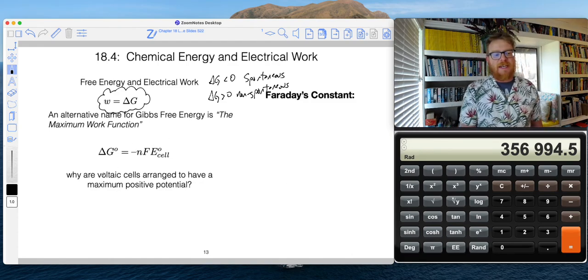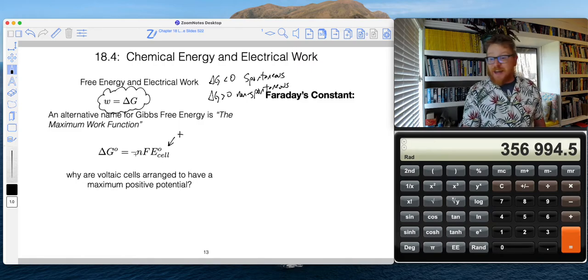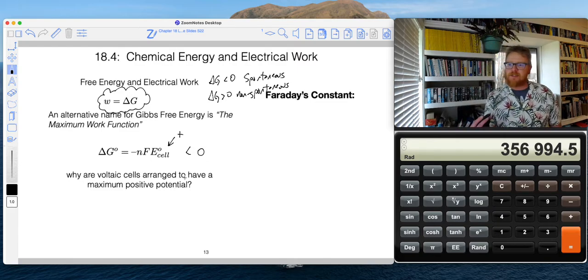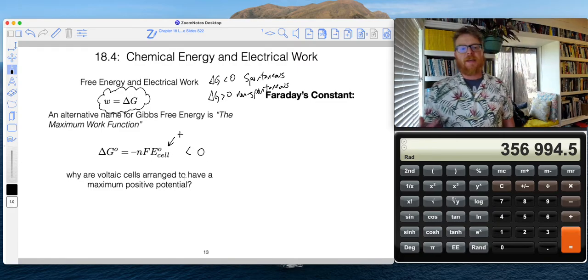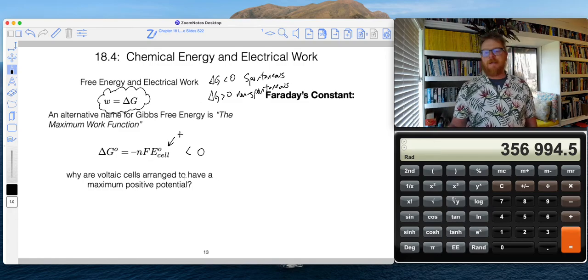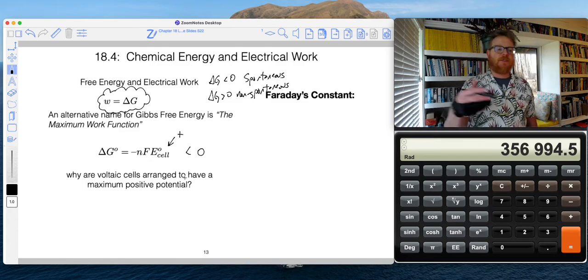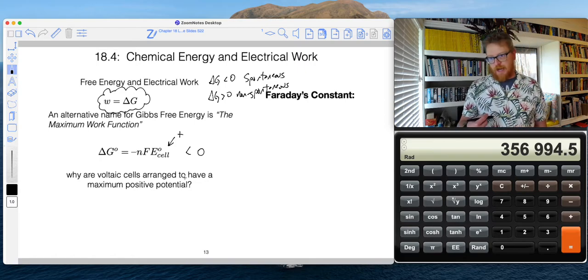And now we can see here why our voltaic cells are arranged to have maximum positive potential. Because if this number is positive, we've got a negative sign in the equation, so that means this will be less than 0. Thus, a positive cell potential gives us a spontaneous reaction. A negative cell potential gives us a non-spontaneous reaction, okay? And so here on Faraday's constant, I just wanted to talk a little bit more on where that comes from.